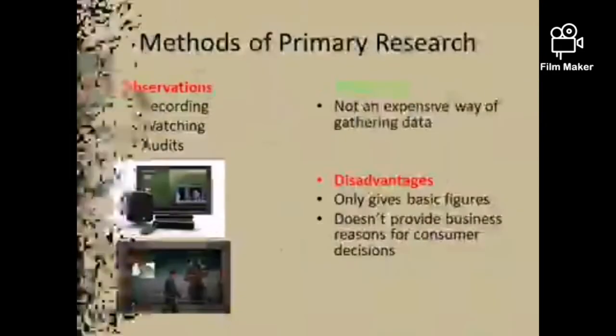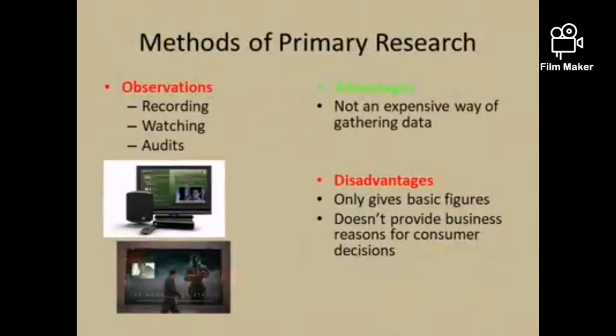Now we'll discuss another method for primary research, that is called observations. So what happens in observations is that you are going to observe your customers, potential customers, or your target market. So you will be recording the information, watching the information, or you will be doing audits. So what it is, we're going to understand it now. I'm going to give you a very common example.